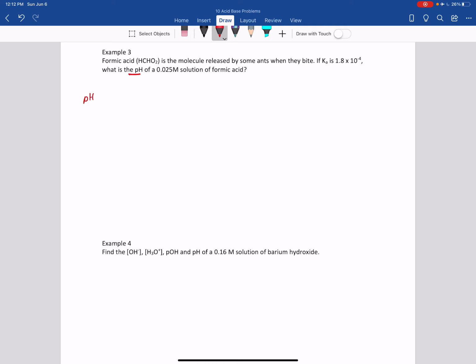So to find pH, we know that it's the hydrogen ion concentration, right? We're looking at a weak acid due to the K value being significantly less than 1. So we're going to have to write a reaction and set up an ICE table. So it's an equilibrium because it's a weak acid. Set up an ICE table and find out the equilibrium concentration of hydrogen, right?